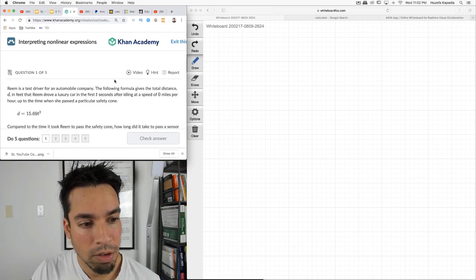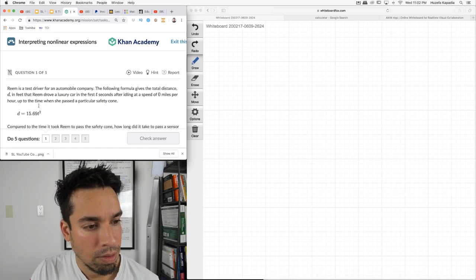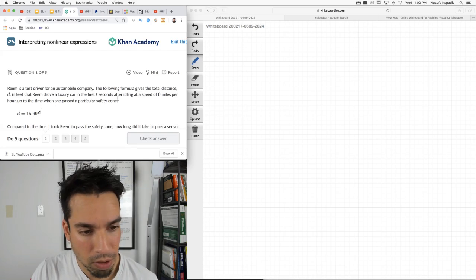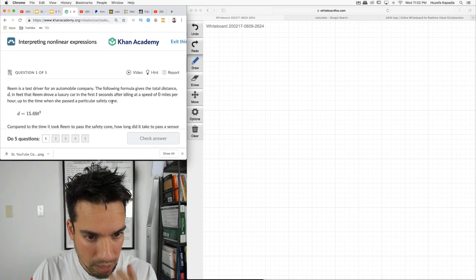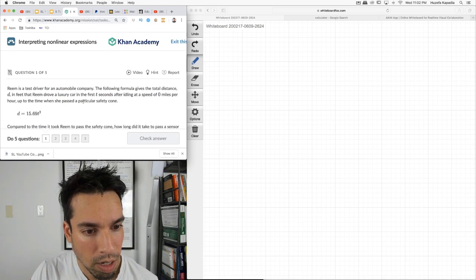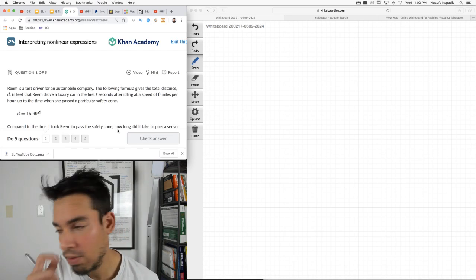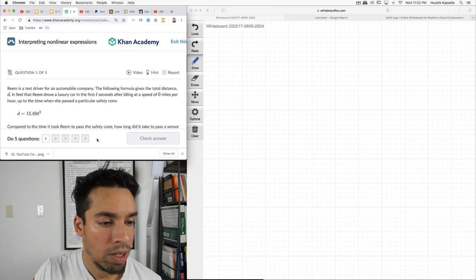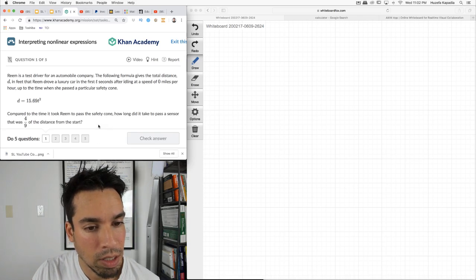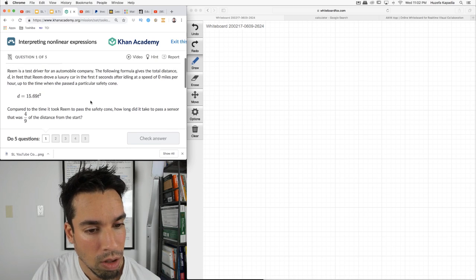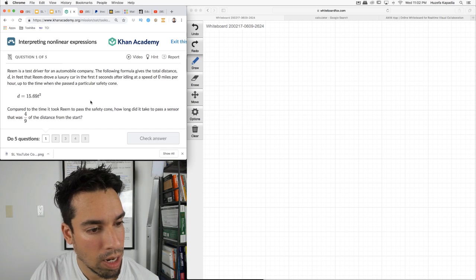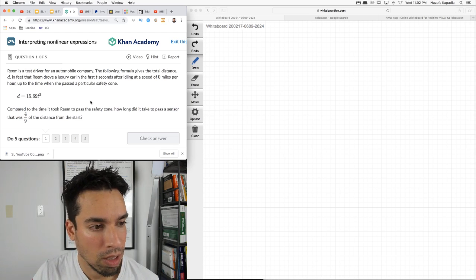Reem is a test driver for an automobile company. The following formula gives the total distance d in feet that Reem drove a luxury car in the first t seconds after idling at a speed of 0 miles per hour, up to the time when she passed a particular safety cone. Compared to the time it took Reem to pass the safety cone, how long did it take to pass a sensor that was 4/9 of the distance from the start? Ooh, there's a lot going on. Hold on, I need to break this down more carefully.